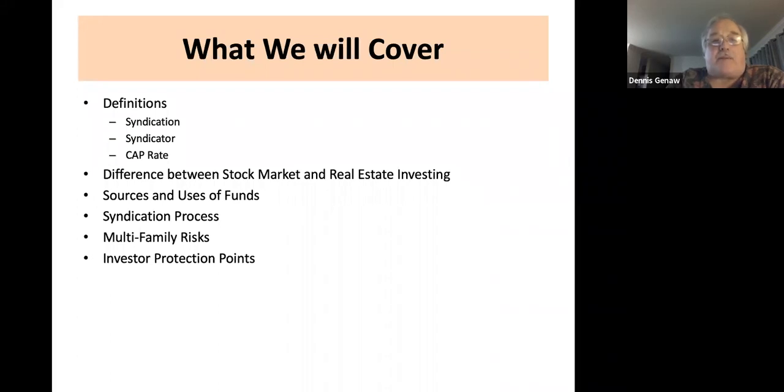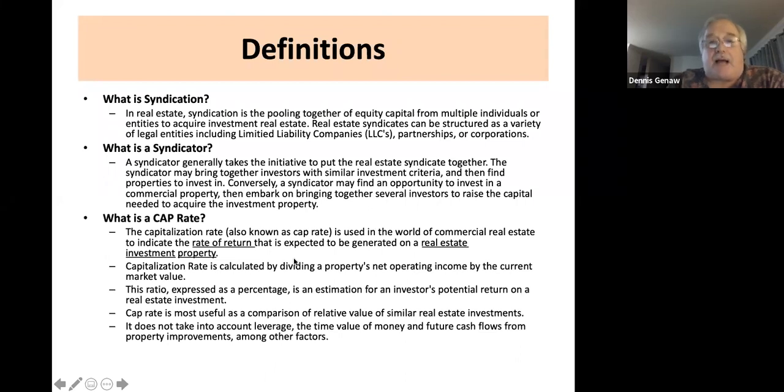What we're going to cover real quick: just a couple of easy, quick definitions. The difference between investing in the stock market and real estate. There's no direct correlation there, but we're going to talk about how we can look at that. Sources and uses of funds, so that as an investor, you know why your money is being collected and what it's going to be used for. For those of you who are still new to syndication and learning from the GP side, this will be informative as well. A quick overview of what the syndication process is, what some of the risks with multifamily investing are, and then really the 5 big questions that every limited partner should be asking the general partnership. So with that, let's get started.